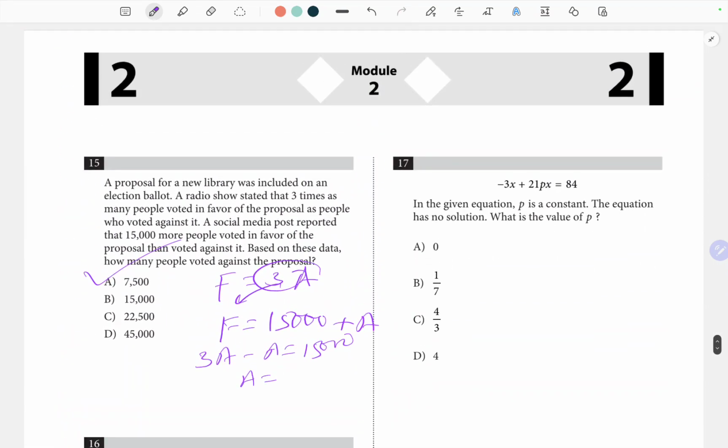It is given that p is a constant and the equation has no solution. So minus 3x plus 21px equals 84. If I make this coefficient 3, then 3x and minus 3x get cancelled, so 0 equals 84, which is not possible. So I write 21p equals 3. Then p is 3 over 21, which is 1 over 7. According to me, the answer to question 17 should be B.